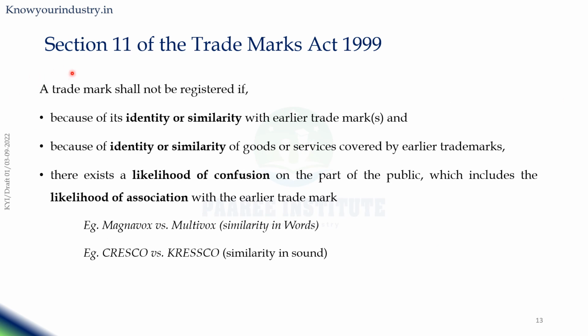A trademark application can be refused on relative grounds under Section 11. A trademark shall not be registered if, because of its identity or similarity with earlier trademarks, and because of the identity or similarity of goods or services covered by earlier trademarks, there exists a likelihood of confusion on the part of the public, which includes the likelihood of association with the earlier trademark. Example, Magnavox vs Multivox, similarity in words. Cresco vs Cresco, similarity in sound.